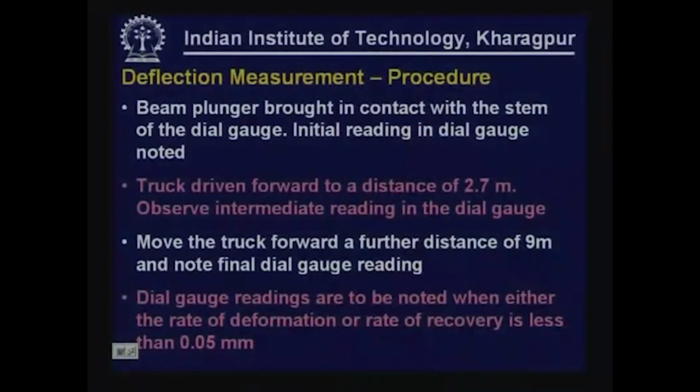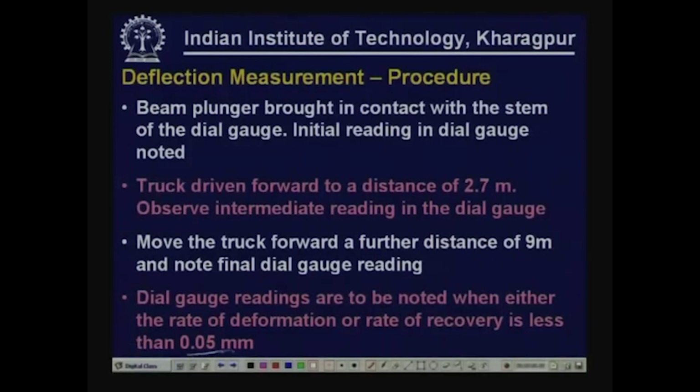We have to note down these dial gauge readings when either the rate of deformation or the rate of recovery is less than 0.025 millimeters. So, in its deformed condition, the rate of recovery has to be less than this. So, either the rate of deformation or the rate of recovery has to be less than this.